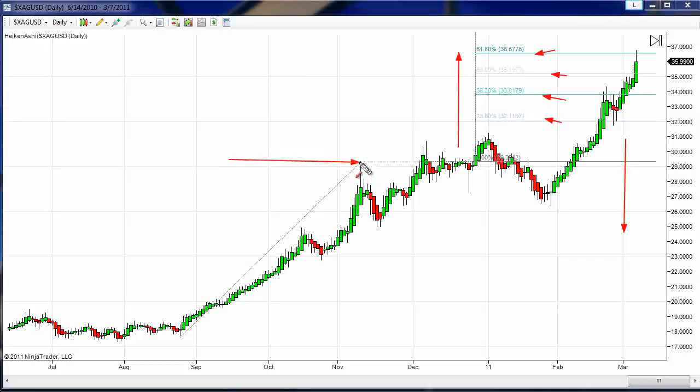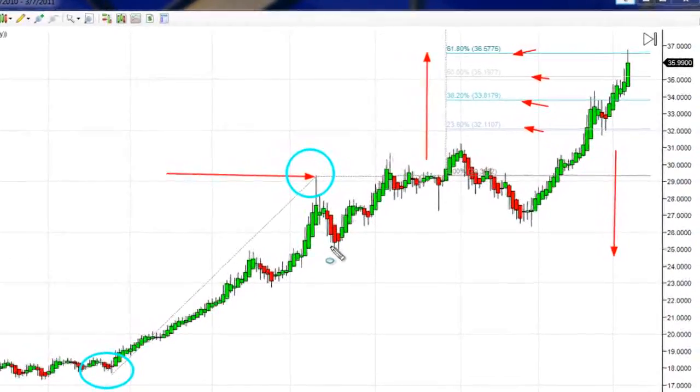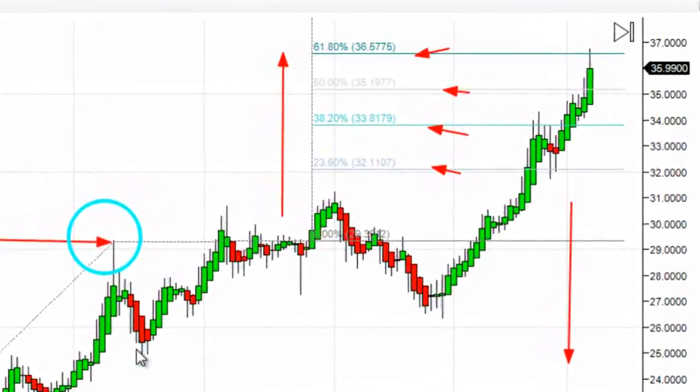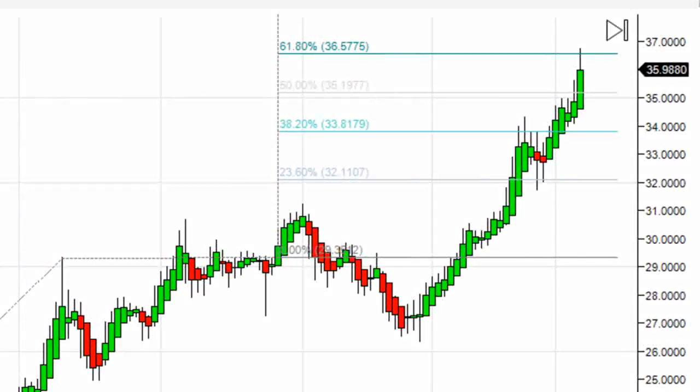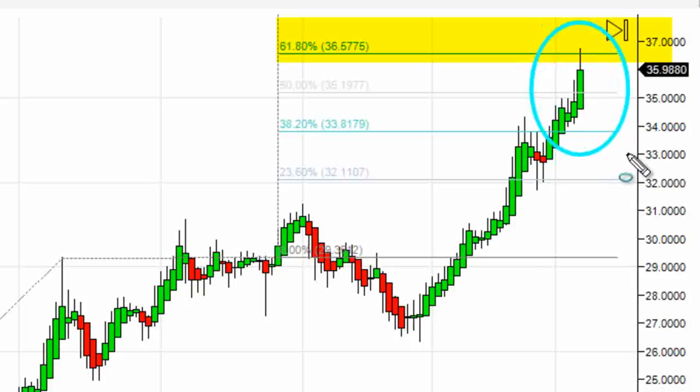Now, in terms of where I have drawn this in terms of target points, I'm using this high here and this low here. The reason that I'm picking it is this is one of the major highs that we had before having a retracement. When we do that, what we find is that in terms of an extension, the 61% extension comes right here at 36.57, just around the high that we hit today. And you can see quite easily that it has backed off of that high.